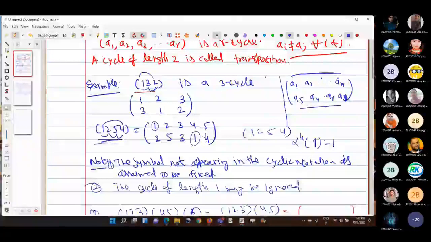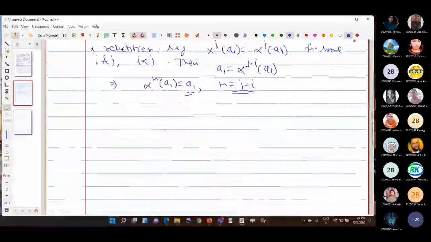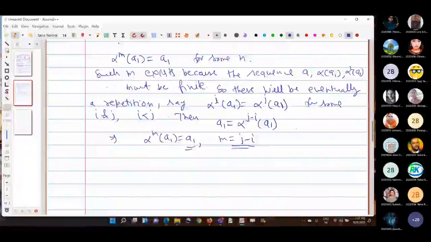So alpha to the power 4 is going to give us 1, and we will see later on, maybe today or tomorrow, when we will be talking about the order of a cycle notation or r-cycle, that this example will be helpful in that one. Okay, so let us see here. I think you got the point.